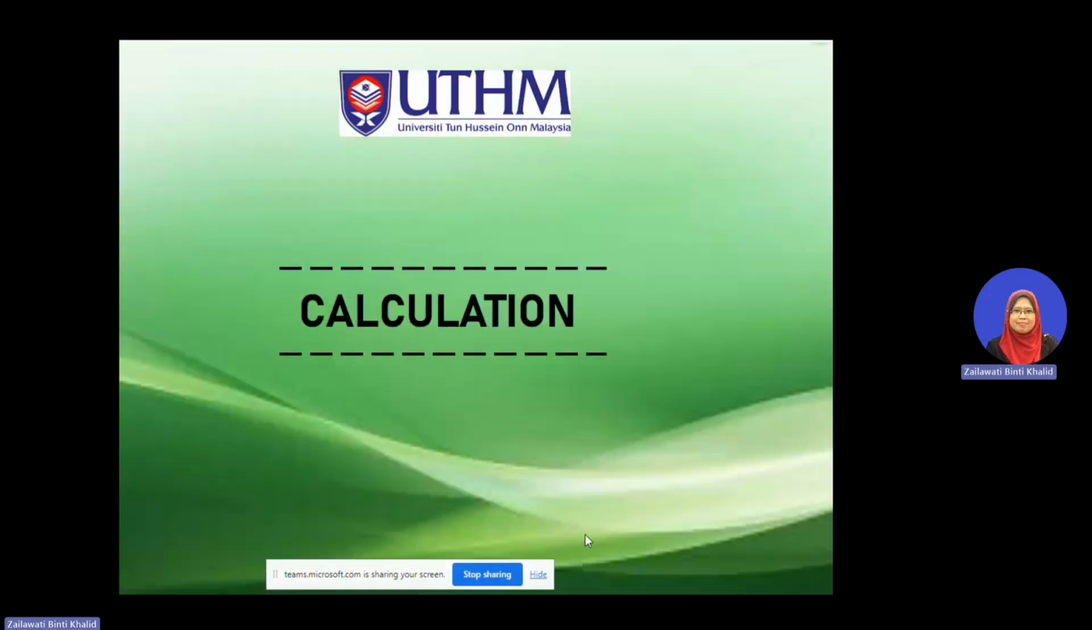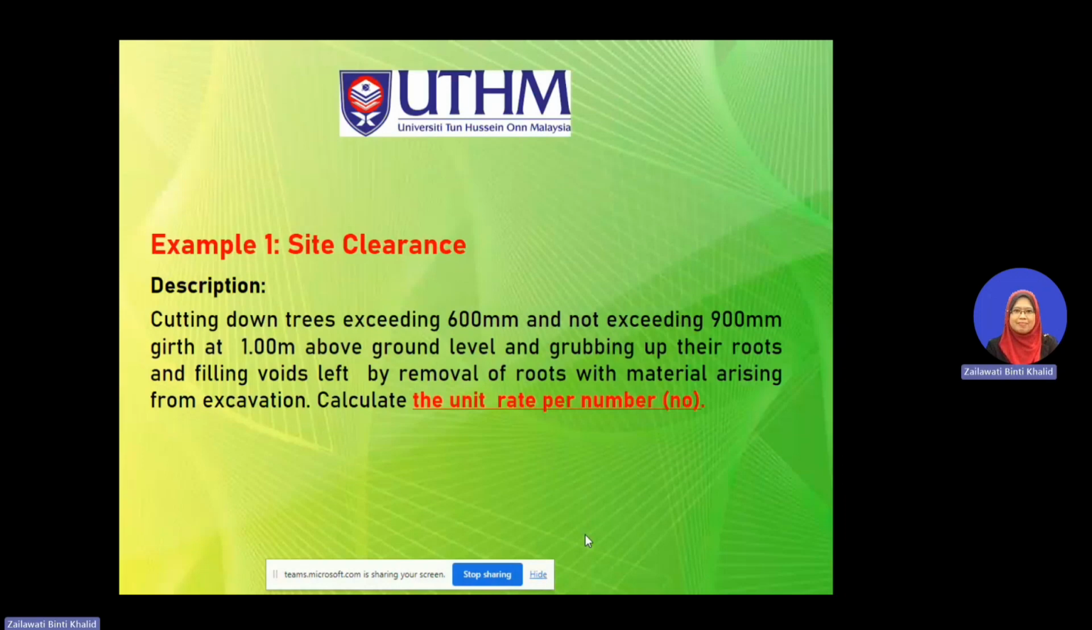We move on to the calculation. Before we prepare the calculation, we need to refer to the description. Example 1 is for the site clearance. The description is: cutting down trees exceeding 600 mm and not exceeding 900 mm girth at 1 meter above ground level, and grubbing up their roots and filling void left by removal of roots with material arising from excavation. The question is, you need to calculate the unit rate per number.